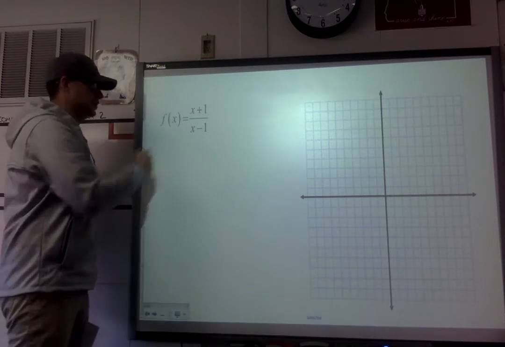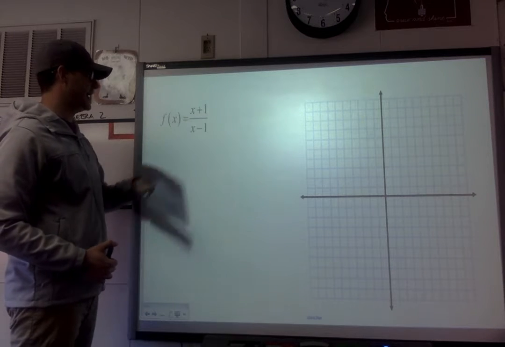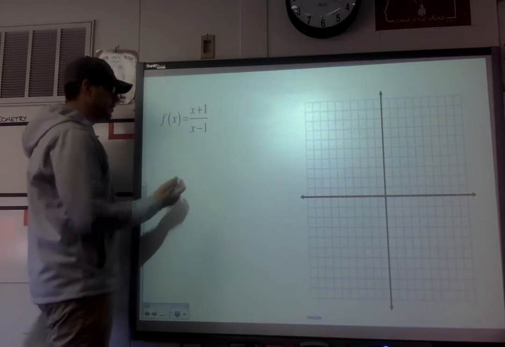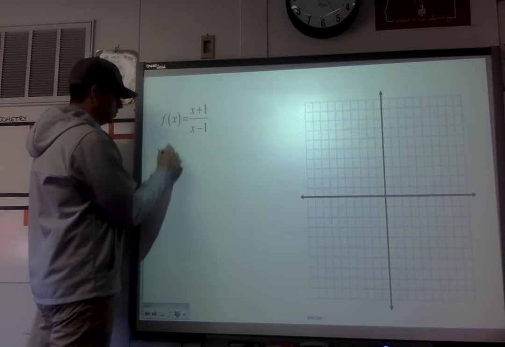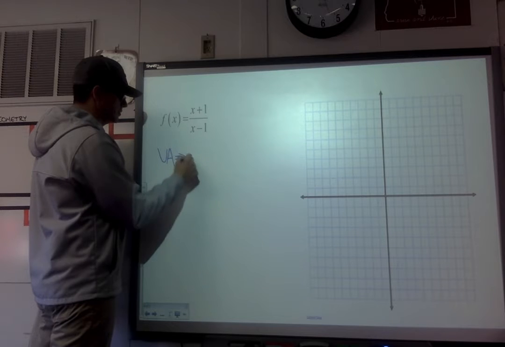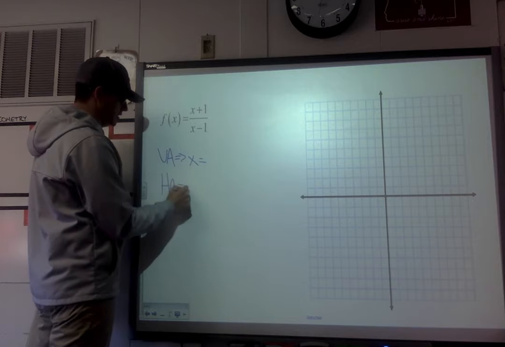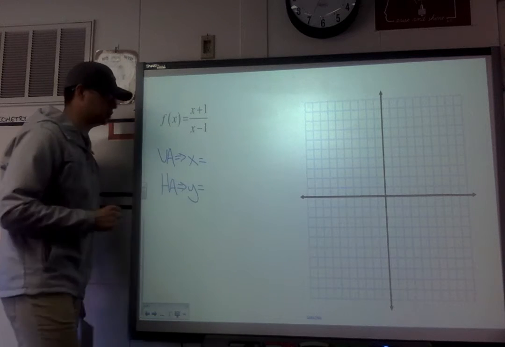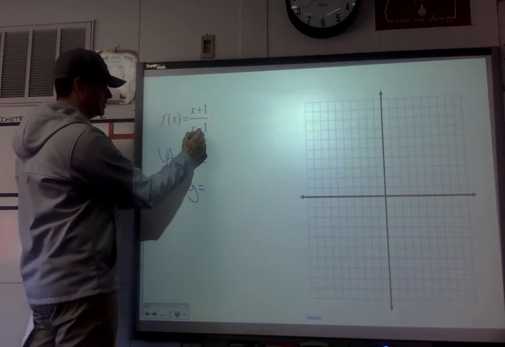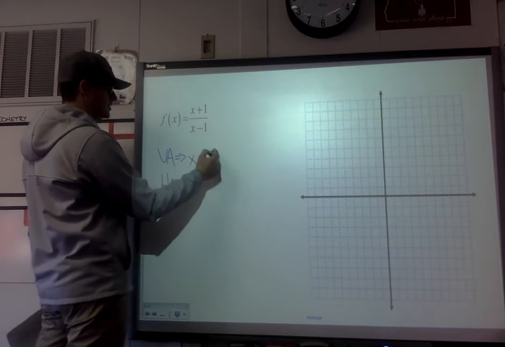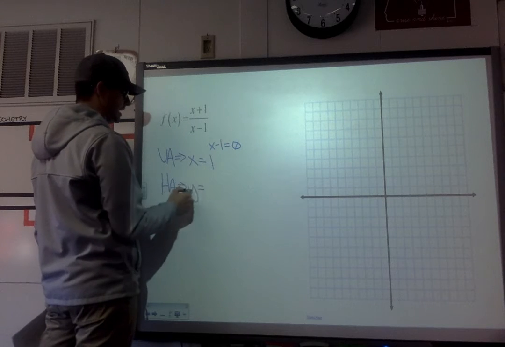So here we want to get it to its simplest form first, which there's nothing we can factor here. There's nothing that can be canceled out. Since there's nothing canceled, that means there will not be a hole. So we know we'll have a vertical asymptote at x equals something and a horizontal asymptote at y equals something. So the vertical is where I take whatever's in the denominator and set it equal to 0. So it's going to be at x equals 1.